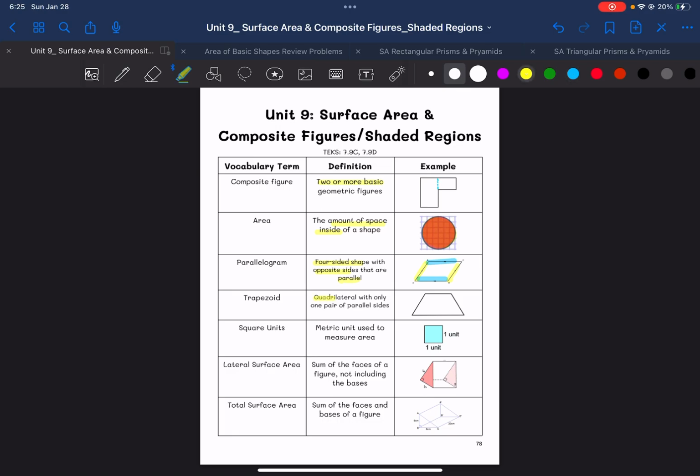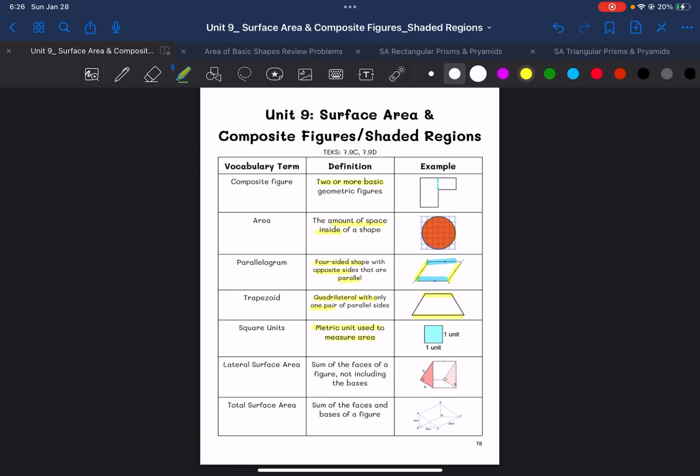is a quadrilateral with only one pair of parallel sides. So that means that this side and this side are parallel to each other. These sides that you see right here, these are called slanted heights. Okay, now square units is the metric used to measure area. So for instance, here you see 1 square unit, okay?